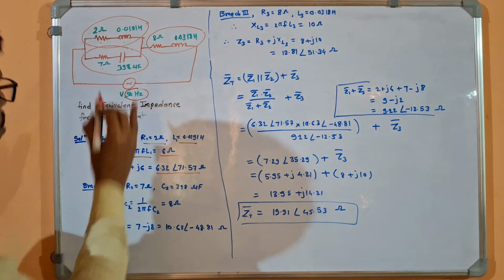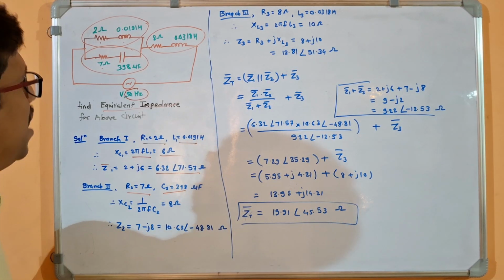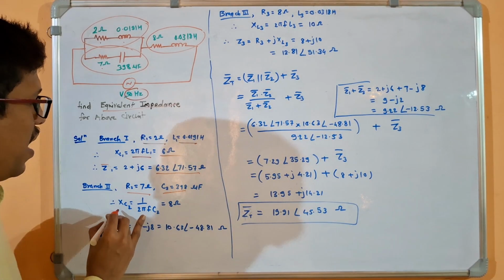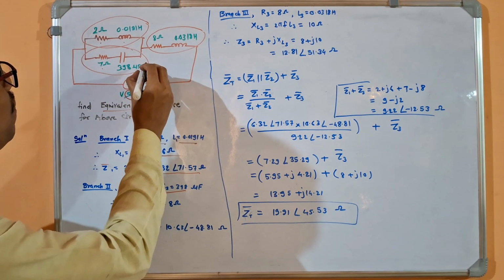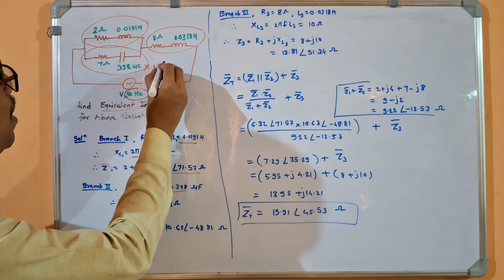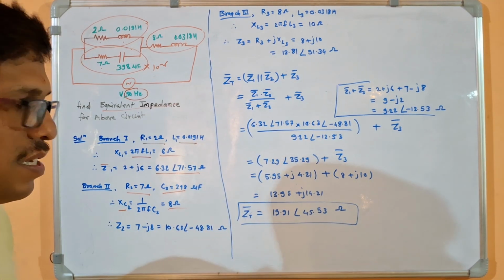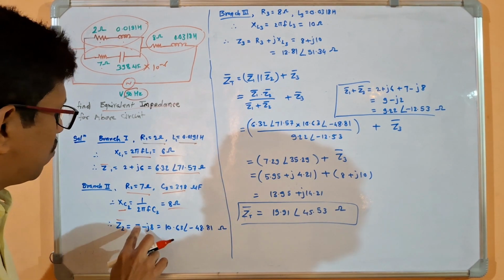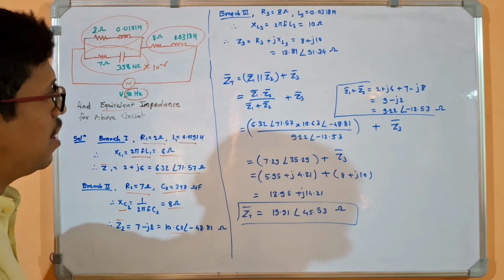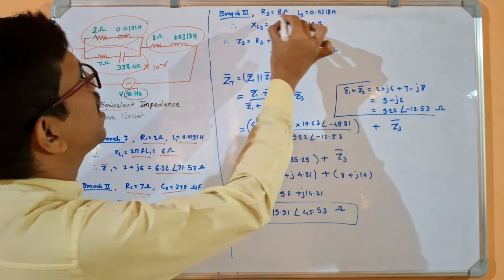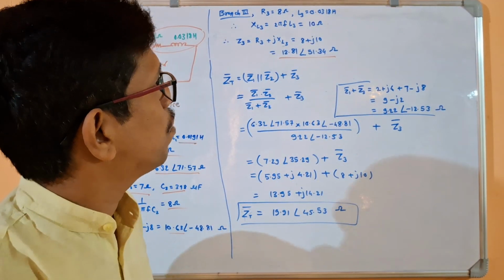For branch 2, I am having resistance 7 ohm and capacitor 398 microfarad. So I will find XC2 as 1 upon 2 pi FC. C I have to take in farad, so I have to multiply by 10 raised to minus 6. By solving I will get 8 ohm as the answer, and therefore Z2 bar is equal to 7 minus J8, 10.63 at angle minus 48.81. Similarly, I can find Z3 as 12.81 at an angle 51.34.